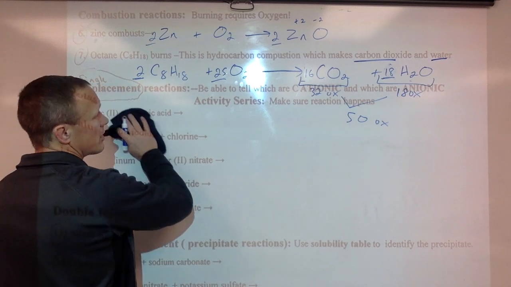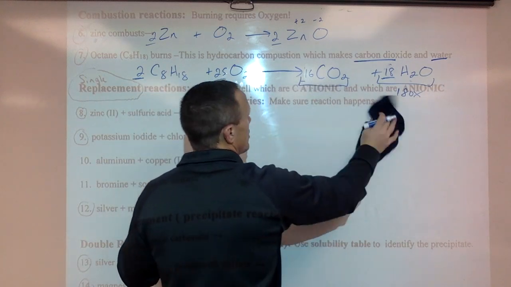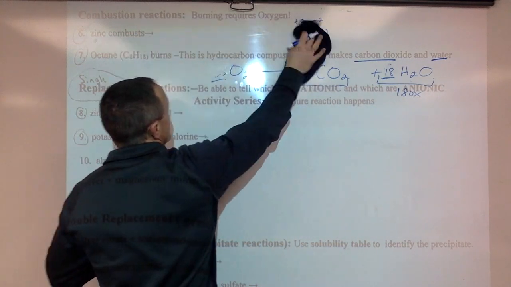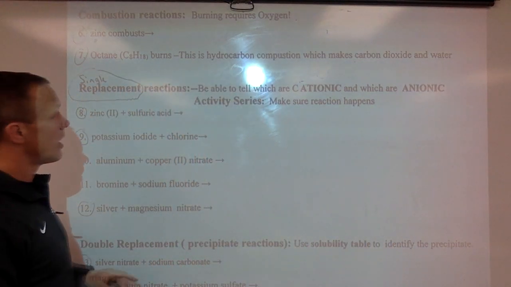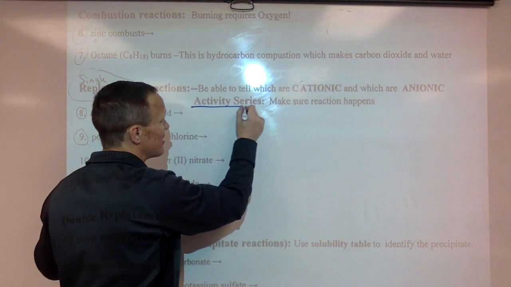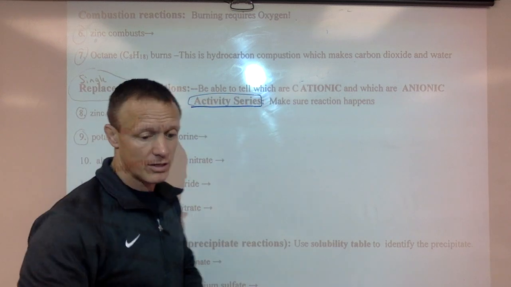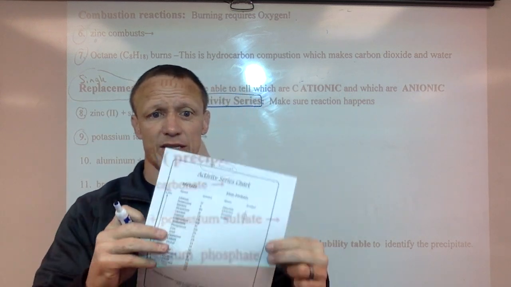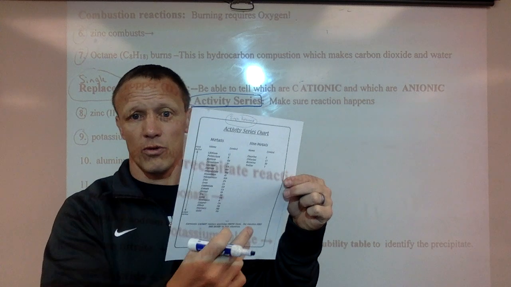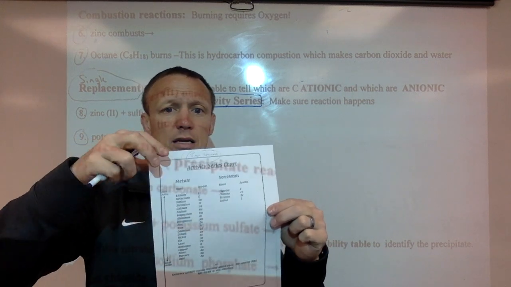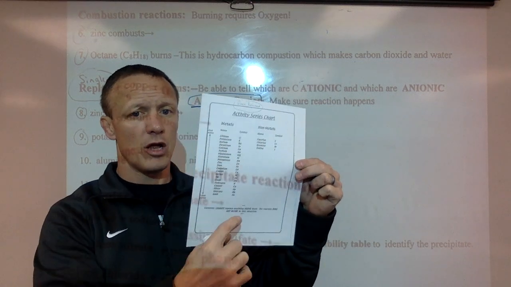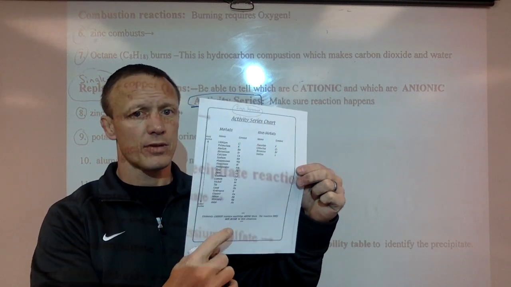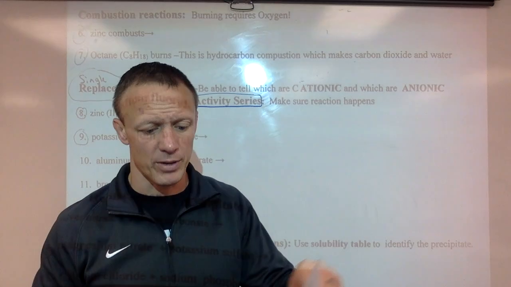Last two here, I got single replacement and double replacement. Sorry, these are supposed to be single replacements. For single, you got to check your activity series and make sure the reaction happens. So you have this little activity series here. Remember, you've got cationic and anionic ones. Remember, elements cannot replace anything above them. So for single replacements, we're going to use this sheet a little bit.